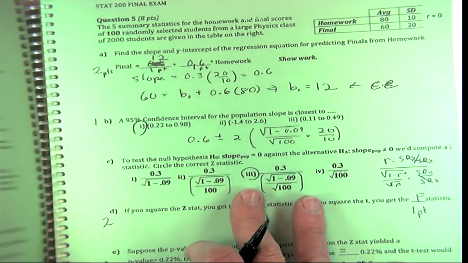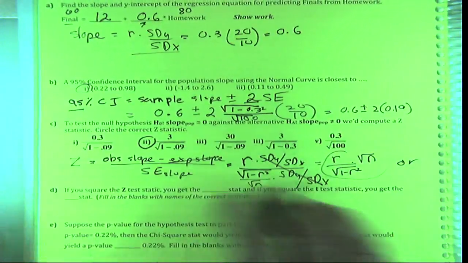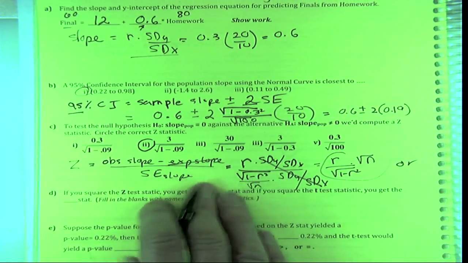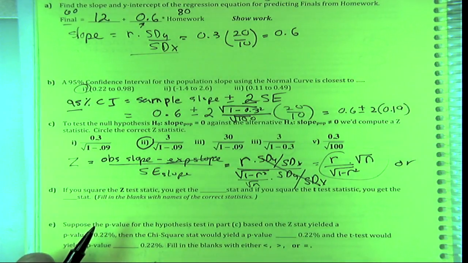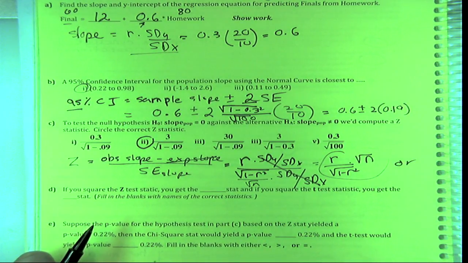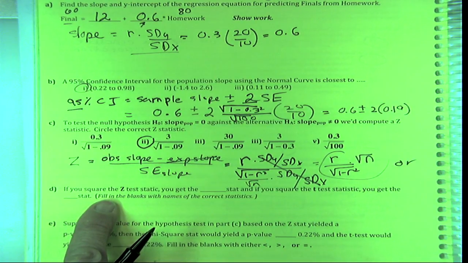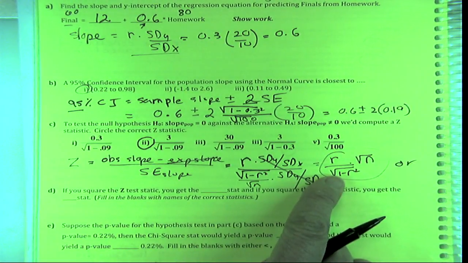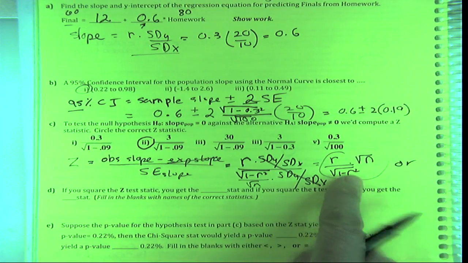Oh, it looks different. The key looks slightly different than this. The key is a slightly different version, but that's the right answer. Does everybody see that? Okay, now, if you square the z-stat, what do you get? Any questions on this? This is 0.3 times 10 over 1 minus 0.3 squared.